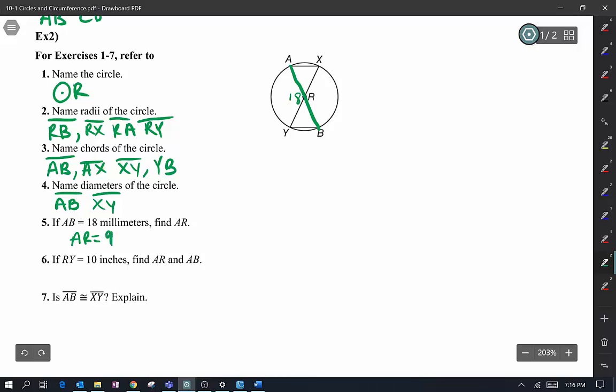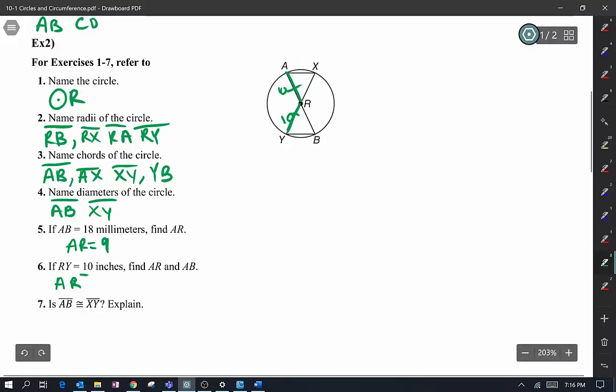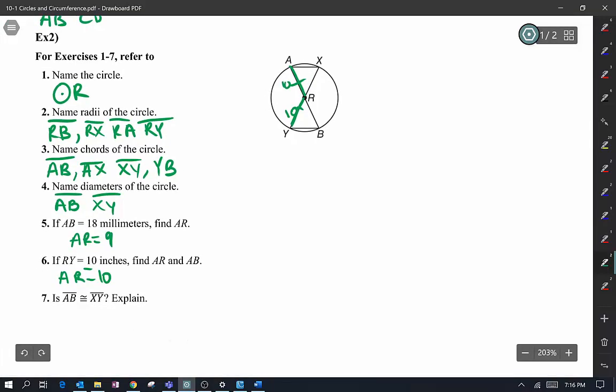If RY equals 10, then find AR. Now check this out. Some people make this mistake. RY is a radius, and AR is also a radius, and AB is a diameter, right? So if RY is 10, then AR must also be 10, because all radii are equal. So we know AR is 10. And AB is the diameter, so AB is just twice as long, so it's 20.